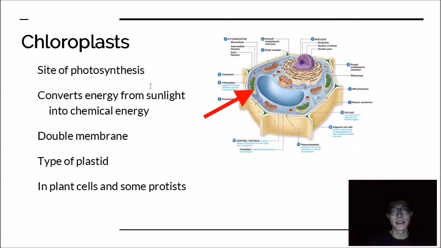It is the site of photosynthesis for obvious reasons. So you actually have thylakoids stacked into grana that's found in the chloroplast. I don't think you have to know that, but that's just a tidbit. It's able to convert energy from sunlight into chemical energy. It has that double membrane structure. It's generally considered a type of plastid, and it's found in plant cells and some protists.